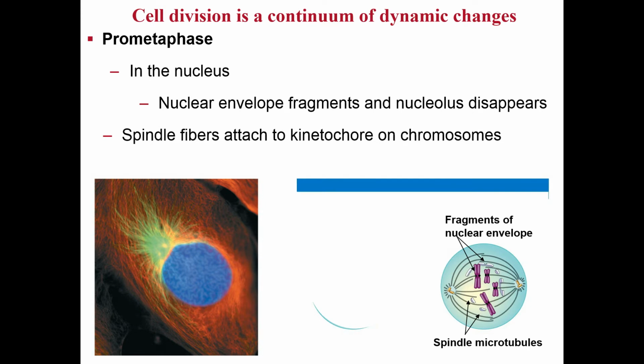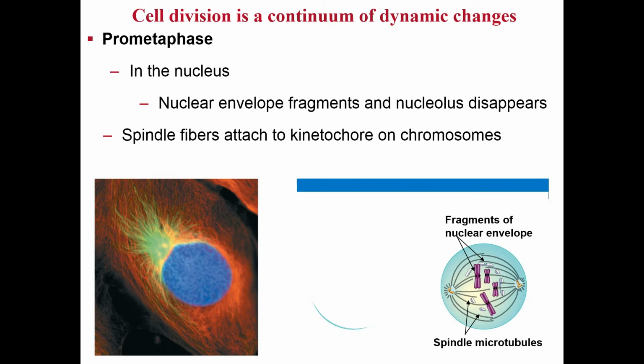During prometaphase, your nuclear envelope is going to fragment. It's going to disappear. Your nucleolus disappears. At this point in time, your spindle fibers attach to the kinetochores on your chromosomes. Your chromosomes are going to be kind of all dispersed throughout the cell. They're not going to be organized in any way. As the spindle fibers attach to them, it's kind of a tug of war. Your chromosomes are going to be pulled back and forth and back and forth.